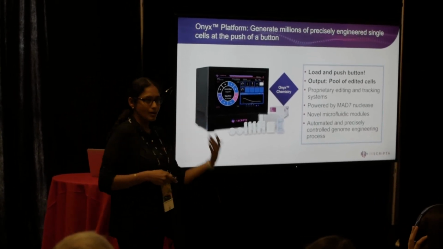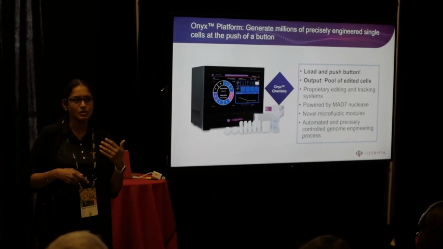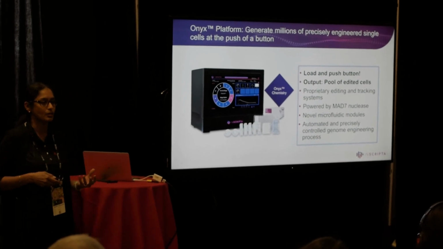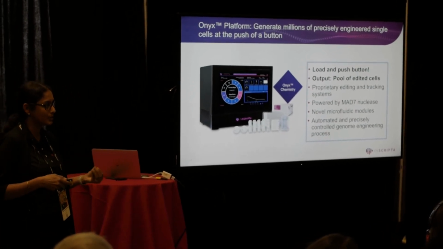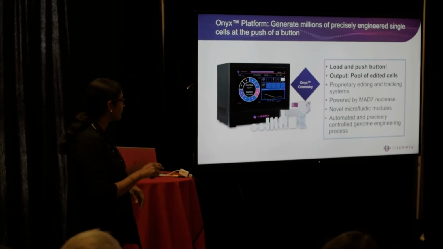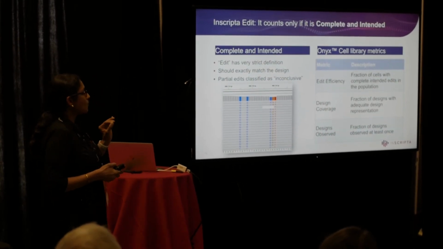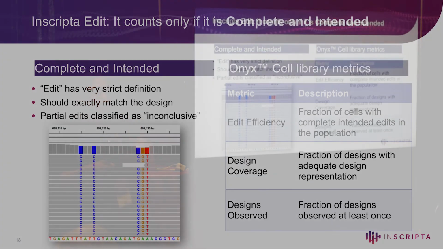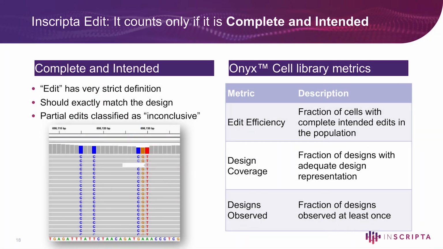So I keep talking about edit efficiency and performance. So what are we actually measuring here? What is the metric by which we measure performance of our library? One of the points I really want to emphasize here is when we talk about edit, we mean edits that are completely matching your design. So it's a very strict definition. We are very conservative in saying what is an edit. We call it complete and intended edit.